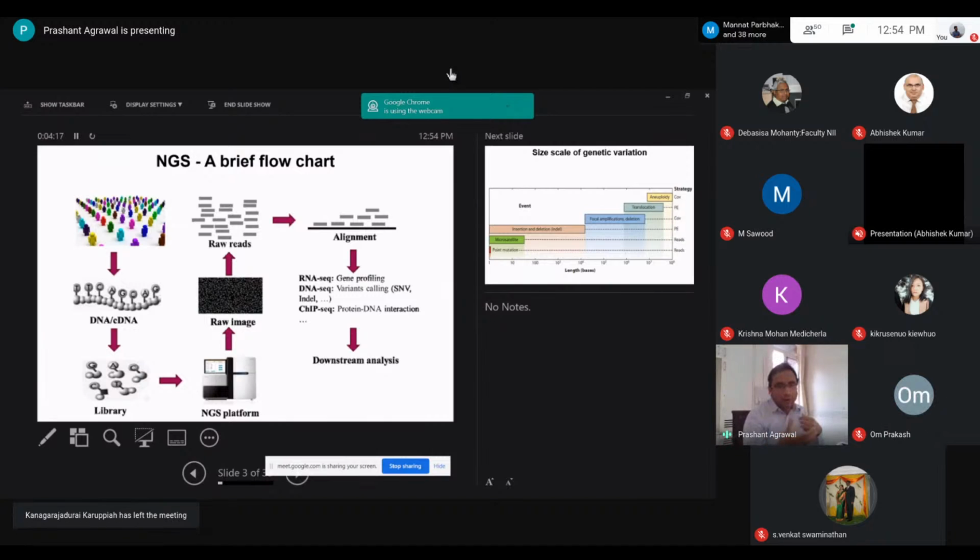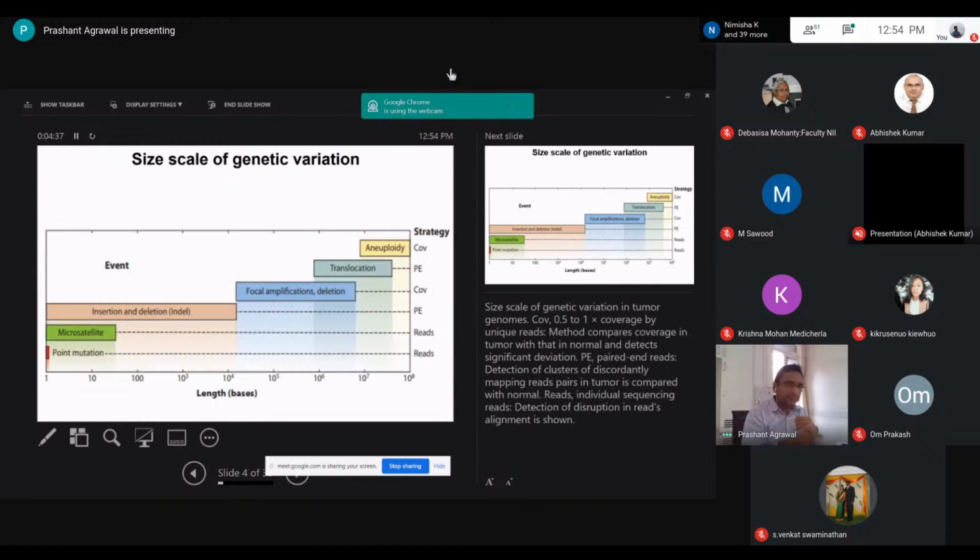Then you talk about the raw data, and the raw data comes when you align. And when you align, you ask what you are interested in. You are interested in understanding the expression of the gene. This is what we call RNA-seq, so it's called transcriptomics, or it could be DNA-seq. And further, you would start doing the downstream analysis.